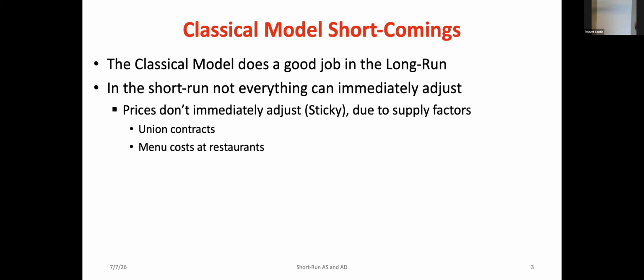Or they can't change their costs of production, so they don't change prices right away. Maybe we have something like menu cost at a restaurant as an example. So even if there are factors that increase or decrease our input prices, we might want to raise or lower the price of the product we're selling.